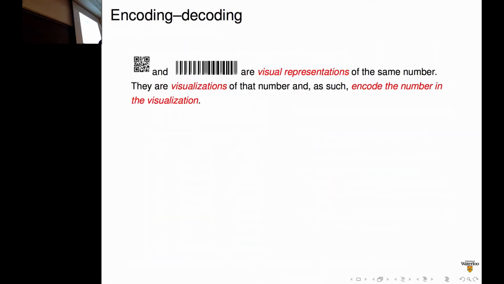So what I want you to think about, these are both visual representations of a number, the same number. Okay? And the number itself is encoded somehow in that visualization. So when we're thinking about data visualization, we're always going to have some picture, some form for the piece of data that we're looking at. And we want to be able to decode that. So this one is meant to be decoded by a machine, but not by humans.